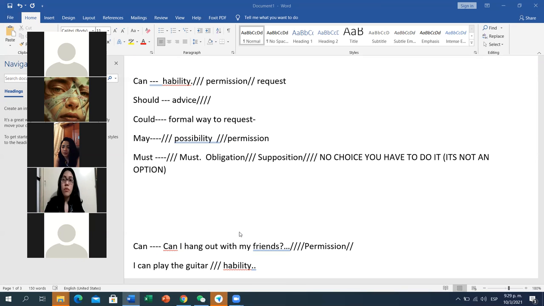Can you go to the supermarket? Can you play volleyball? Okay. Can you go to the supermarket? Okay, can you play volleyball? Now, presten atención a esa oración. Okay, can you go to the supermarket and can you play volleyball?